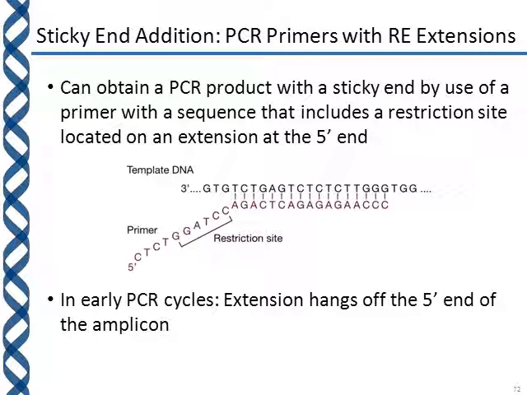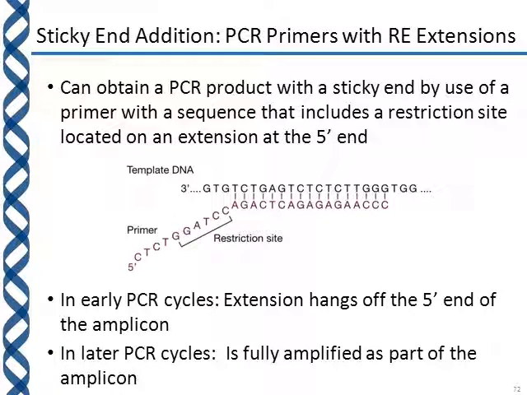In early PCR cycles, the extension hangs off the 5' end of the amplicon. In later PCR cycles, it is fully amplified as part of the amplicon.